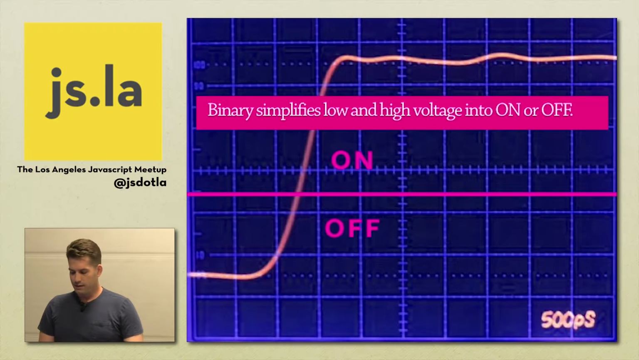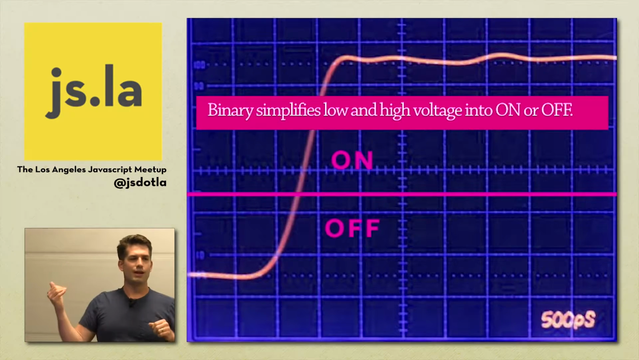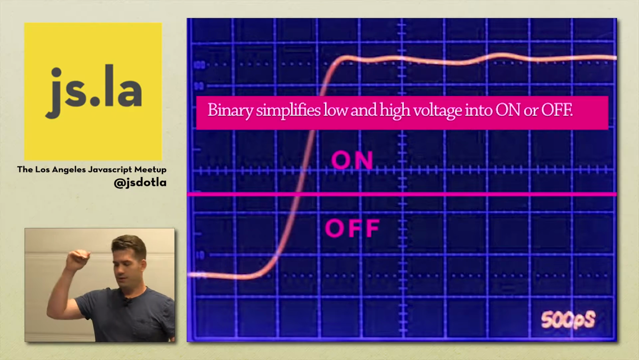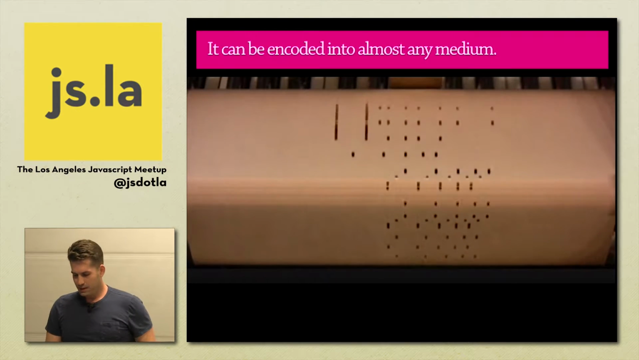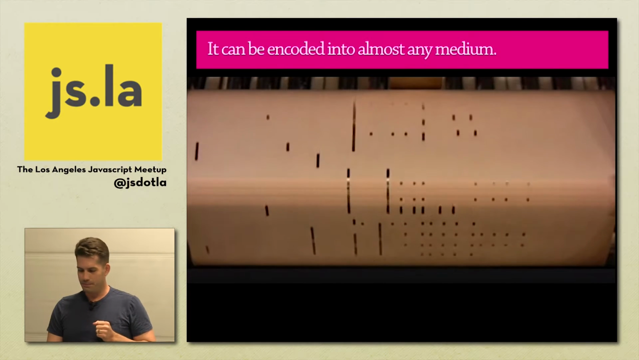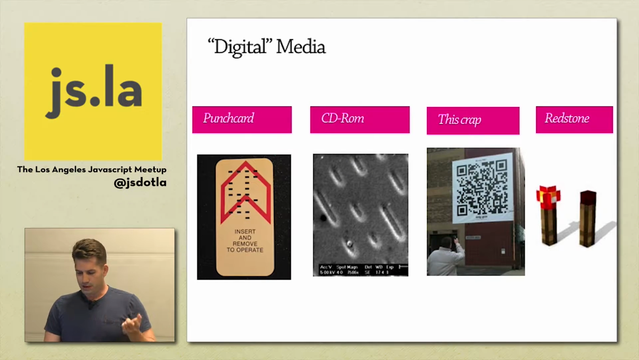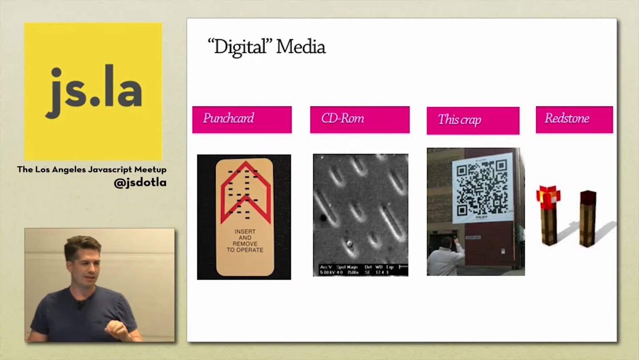So you have this noisy signal. But binary and digital is the idea that we can draw an arbitrary line between high and low voltage and say below this line is a 0 and above this line is a 1. And that's where you get the idea of ones and zeros in digital. And you can pretty much encode it into any medium. This is a player piano roll. Punch cards. This is actually a hotel key I just figured out. CD-ROMs, these QR codes, Redstone, these are all examples of ways that you can take just about anything and make it into an on or an off.